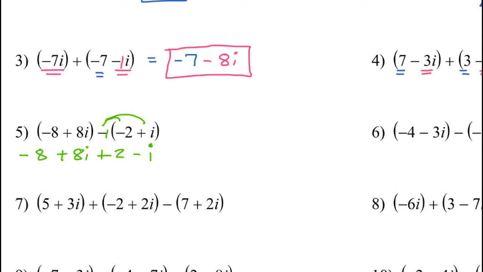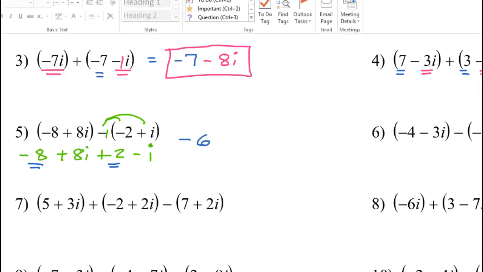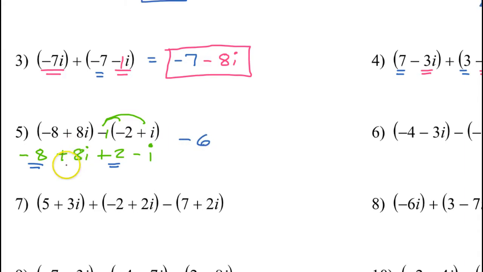So now I'm going to do just what I was doing before. I've got the real part of negative 8 and positive 2. Together they make negative 6, combining like terms. And then I've got my imaginary parts, positive 8 and negative 1. So that'll make positive 7i. And that will be the answer to number 5.